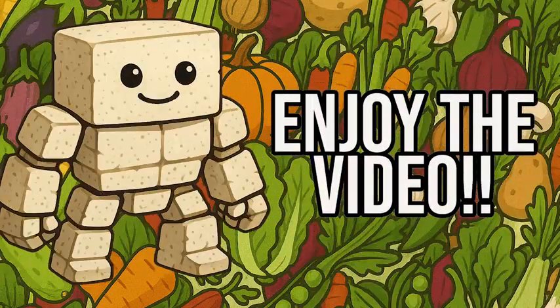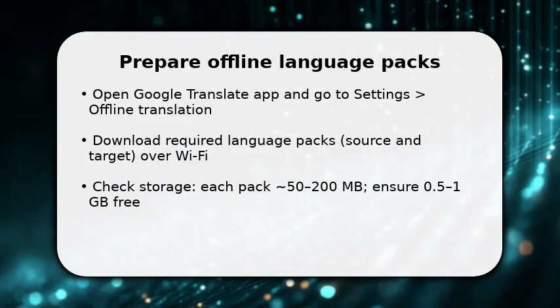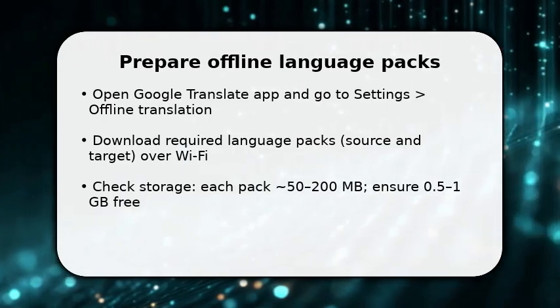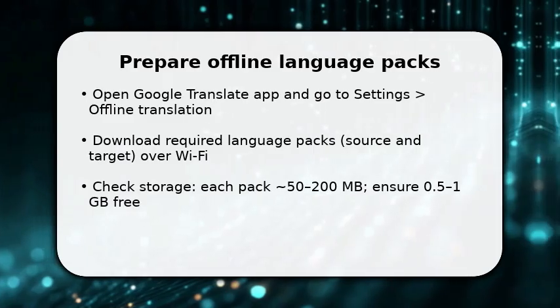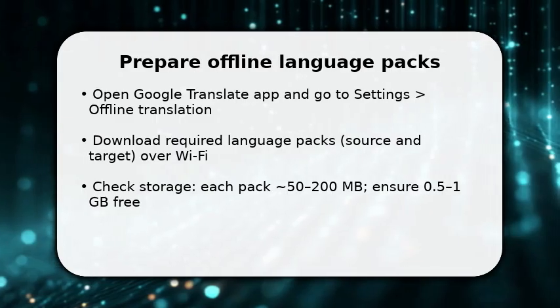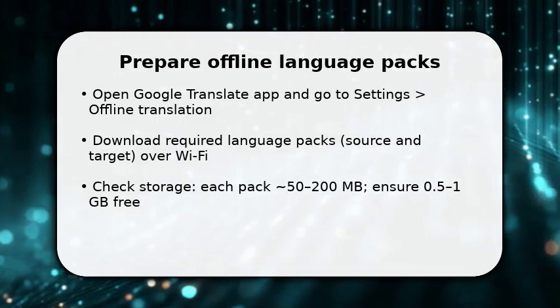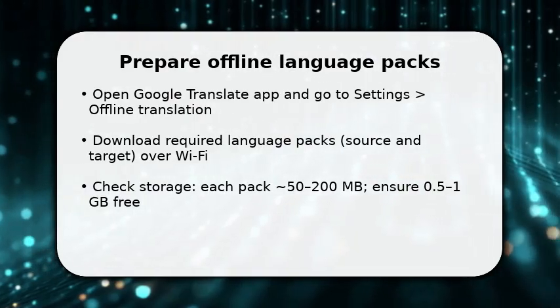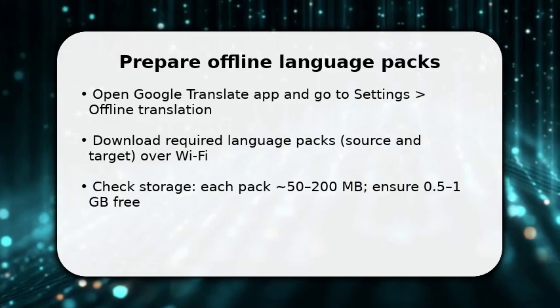You'll start by grabbing the language packs you need. Open Google Translate, go to Offline Translation, then download both the source and target languages. Do this on Wi-Fi to avoid data charges. Each pack can be dozens to hundreds of megabytes, so make sure you have enough space. Once downloaded, verify the pack is fully installed in the app list.